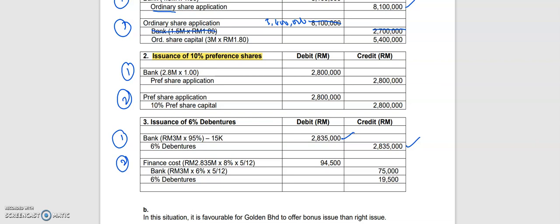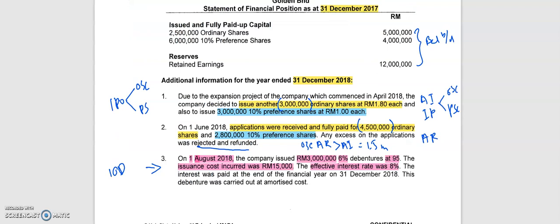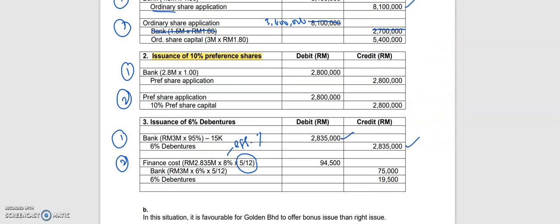Step number 2 is to pay for the interest. So you have to calculate the finance cost. Another name for finance cost is interest expense. So how to calculate interest expense? Find the amount that you borrow times the effective interest rate, and then times the months. Why 5/12? You issued on 1st August, right? So August until December is 5 months. So you will get 94,500 ringgit.